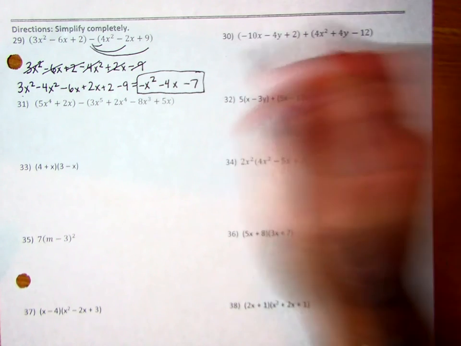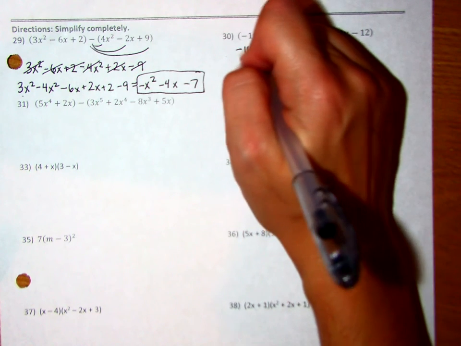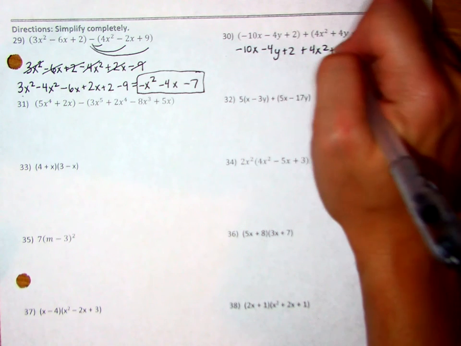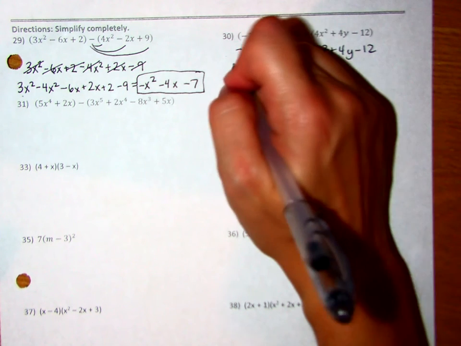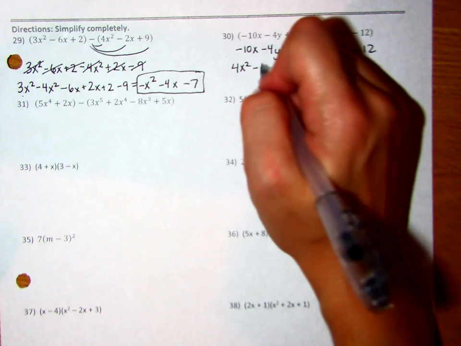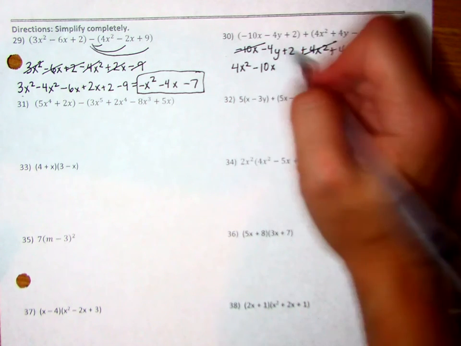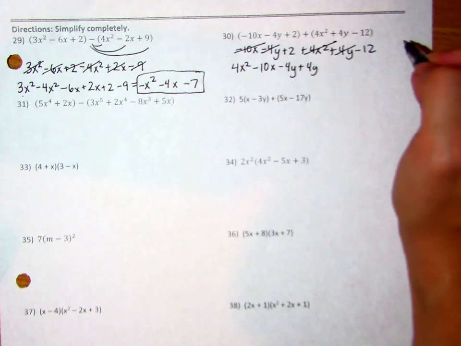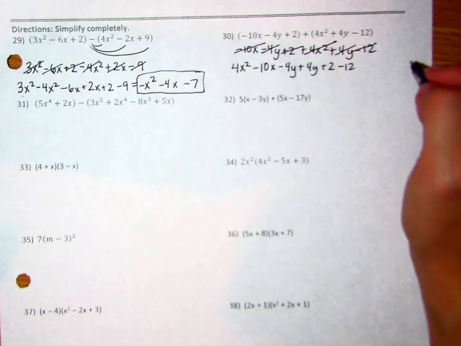On the one above, or number 30, notice that we're just adding these polynomials together, so everything can break free from those parentheses. You don't need those parentheses anymore. From here, you want to put this in descending order, so I see the 4x squared. That takes care of that. Now I'm looking and I see an x, so negative 10x. Do I see any other x's here? Nope. Then I'm looking and I see a y, so negative 4y and a plus 4y. Those will go away. And then I see a positive 2 and a negative 12. Done with that. So now all I have to do is combine like terms.